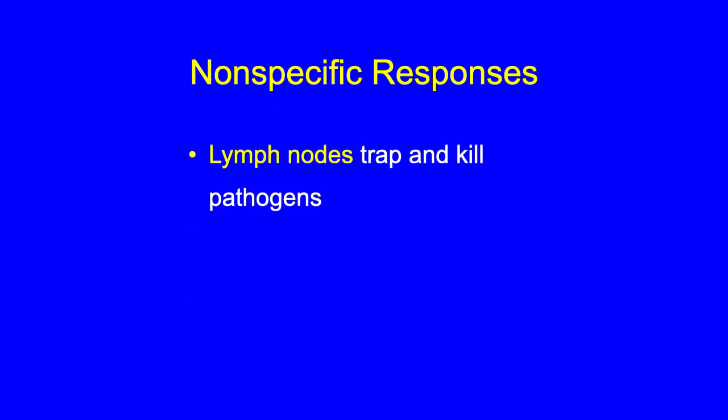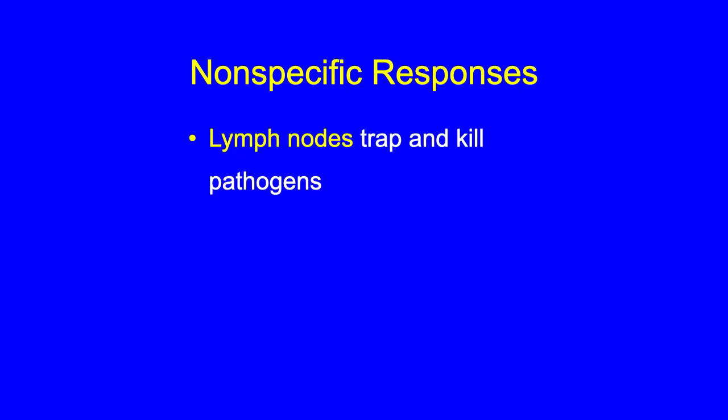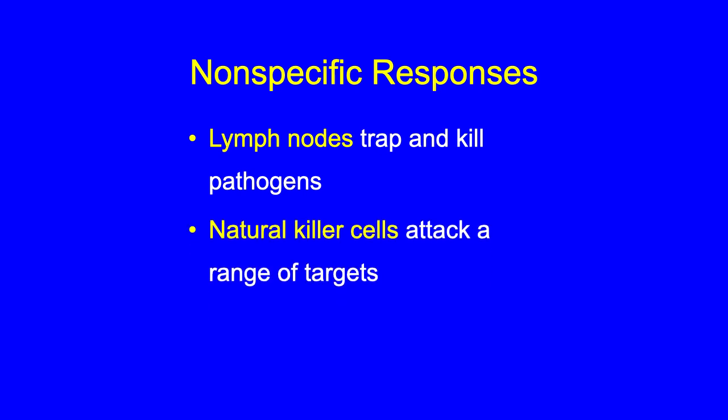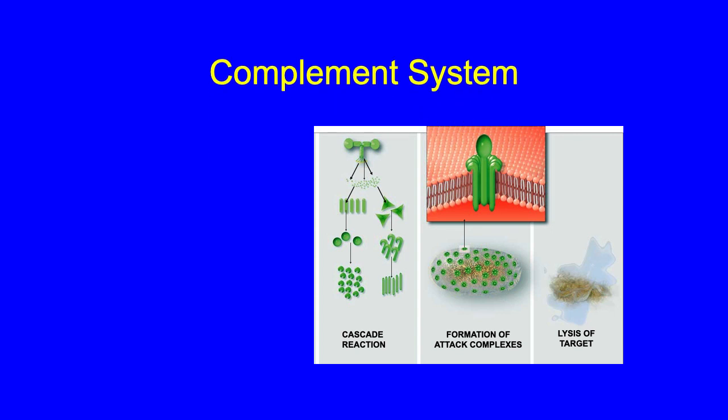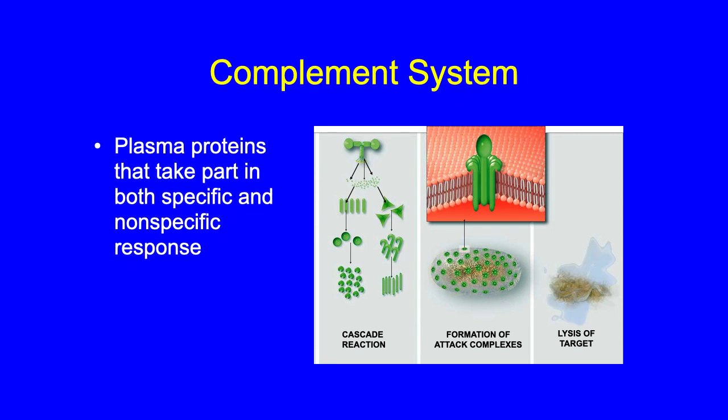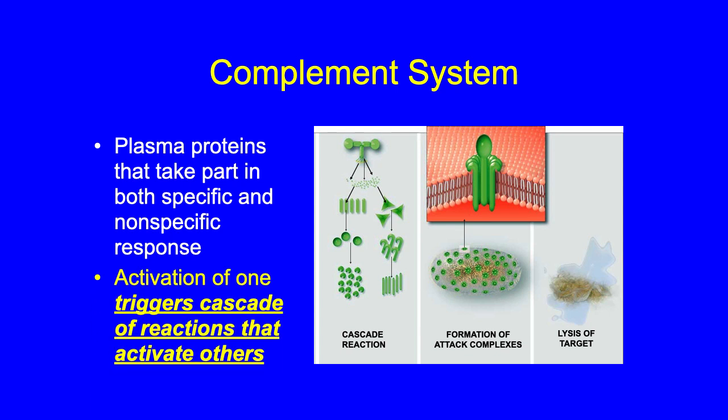Non-specific responses: lymph nodes trap and kill pathogens, regardless of which pathogen it is. And natural killer cells attack a range of targets. And then we have inflammation. So all of these are going to be your body's response regardless of what it is. Okay, regardless of what it is. Complement system: plasma proteins take part in both specific and non-specific response. Activation of one triggers a cascade of reactions that activate the others. Okay, so they activate the others and result in the destruction of the pathogen.